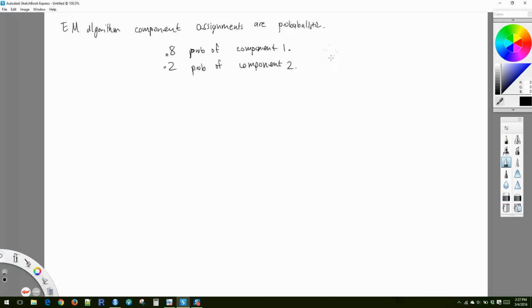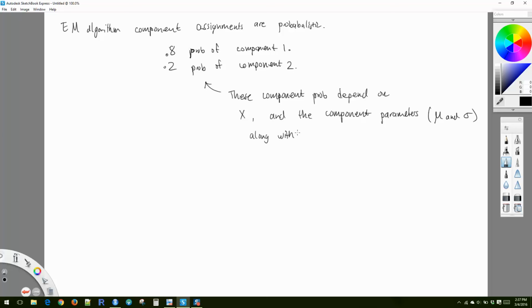So here, these component probabilities depend on basically your x and the component parameters mu and sigma, along with the component, what do we call these? Are they also called weights? Yeah, the component mixture weights, alpha.